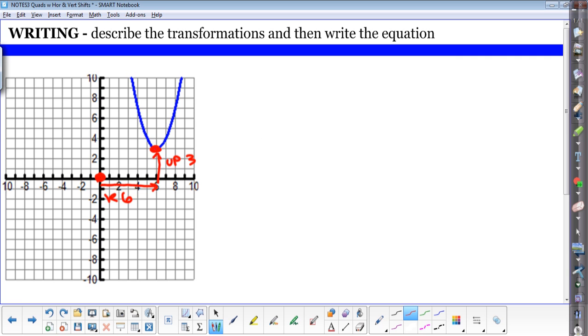If you remember those rules that we just had, right 6 means that we change the inside number. So I have to subtract 6 squared, because it's quadratic, and then up 3 is a plus 3. I don't need to change the steepness. The steepness of this graph is about the same as all the others. So that's how I can write an equation, is I can look at the vertex.